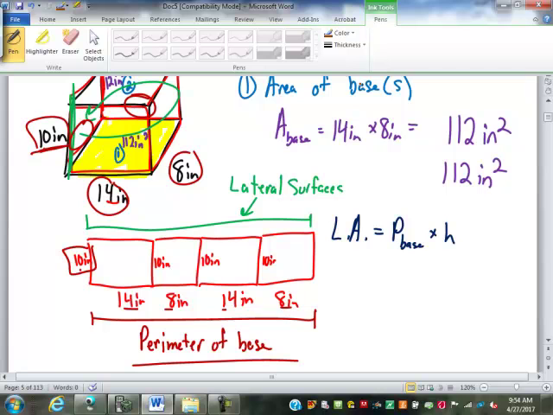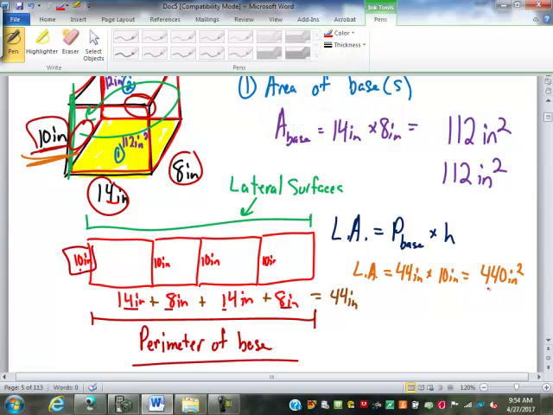So the perimeter of the base here is found by adding those up. 14 plus 8 is 22, plus 14 plus 8 is 44 inches. So our lateral surface area here is 44 inches, the perimeter of our base, times our height of 10 inches, is 440 inches squared.